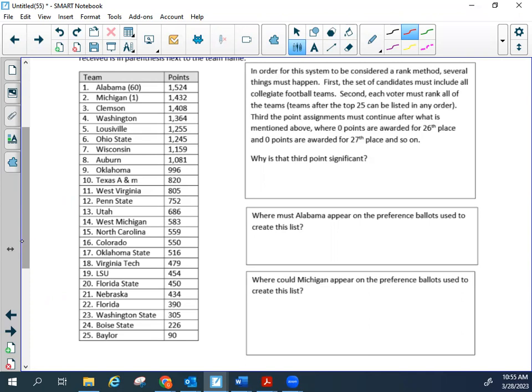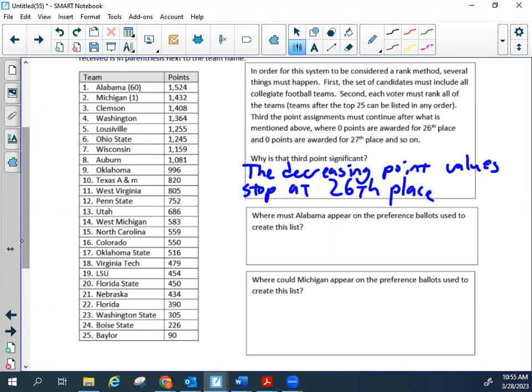Third, the point assignments must continue after what is mentioned above, which is what I was just saying: 0 points awarded for 26th place, 0 points for 27th. Why is the third point significant? Because the decreasing point values stop at 26th place. If first place gets 25 points and we drop 1 for every spot, then 26th place is 0, 27th place is 0, 28th place is 0. So yes, while we're ranking number 26 to 893, the order doesn't really matter because either way, 0 points.